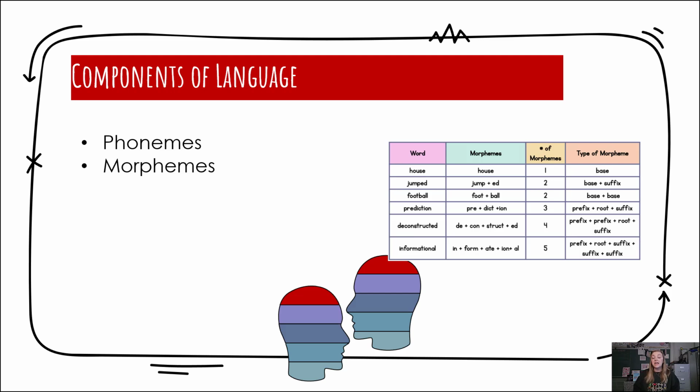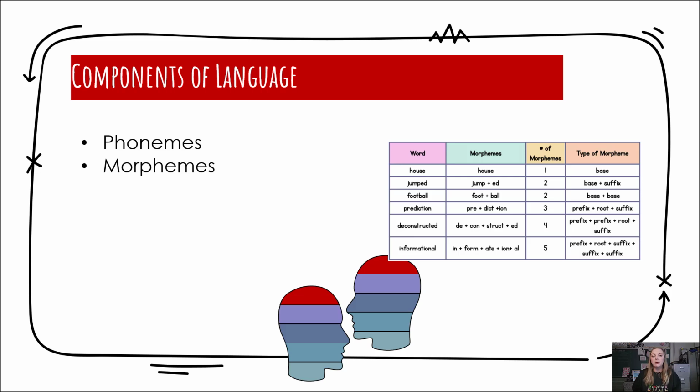We can sometimes have multiple morphemes in one word. For example, in the word informational, we have 5 morphemes. We have a prefix, our root word, a suffix, another suffix, and a third suffix. So all of these things go together to make one main word.